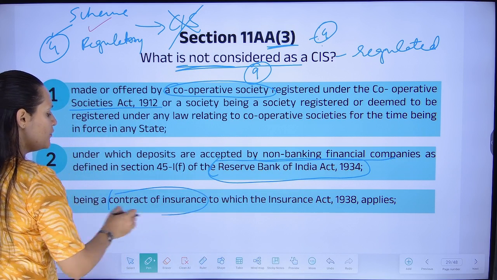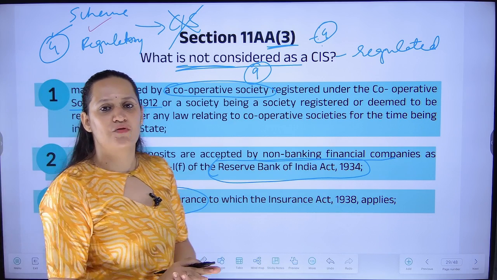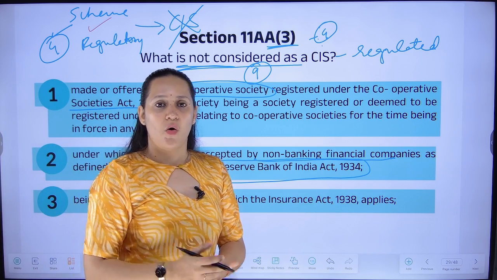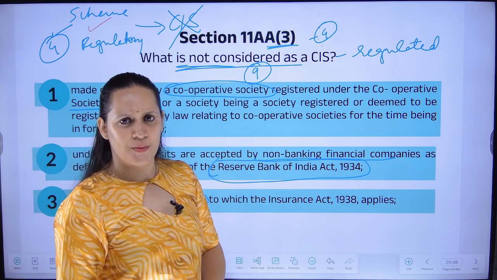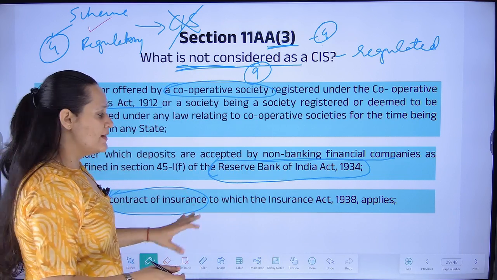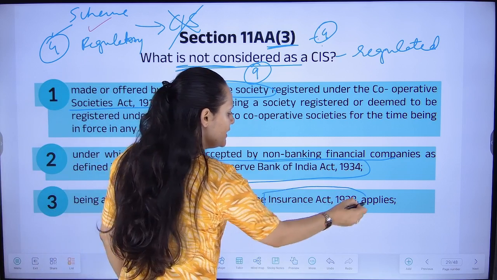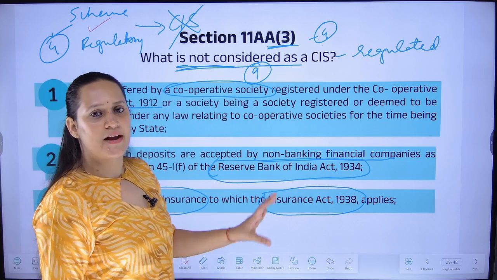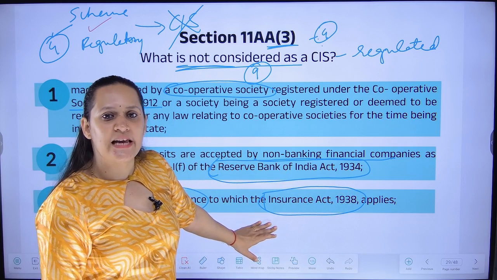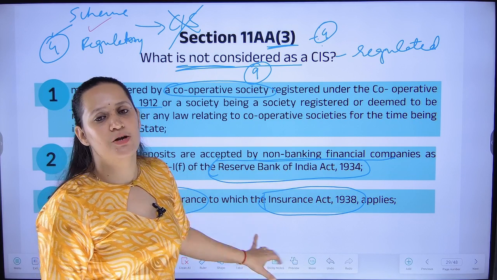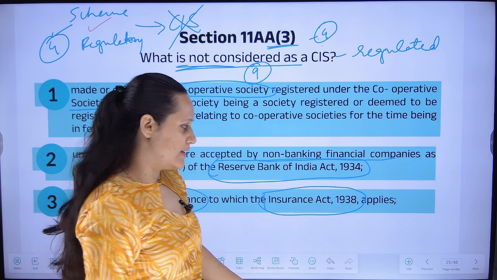If it is a contract of insurance where you are collecting the premium money from the public at large on a promise that you are going to insure their products or any kind of activity, in that particular case, it is regulated under the Insurance Act of 1938 where IRDA will be the regulatory authority. In that case, these kind of schemes or insurance contracts will not come under the ambit of a CIS.